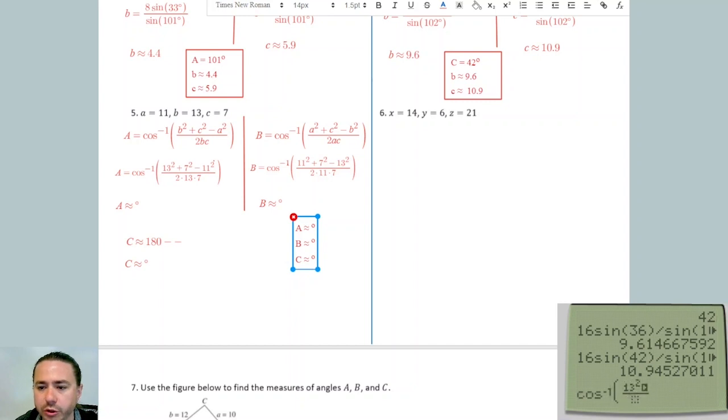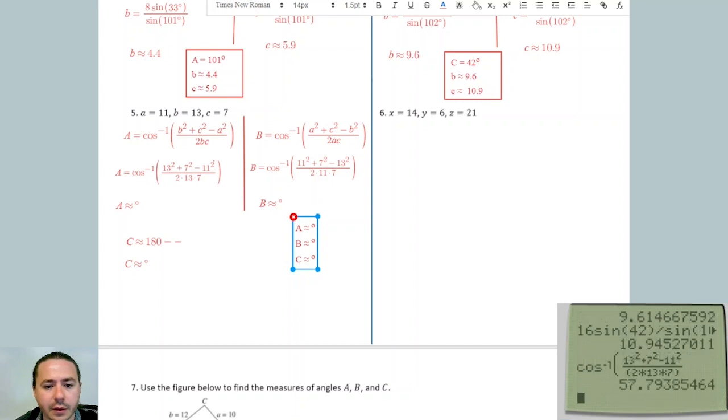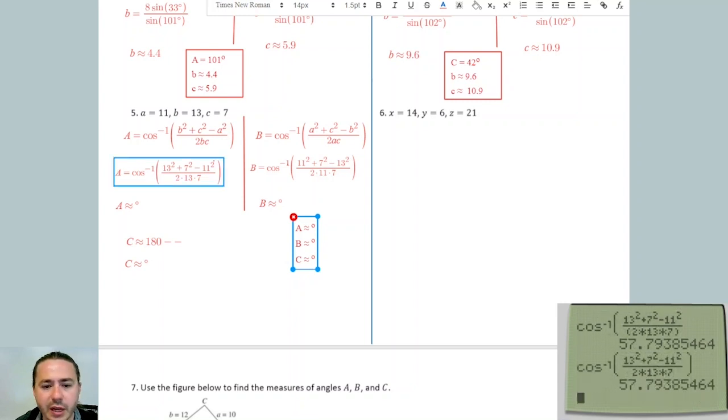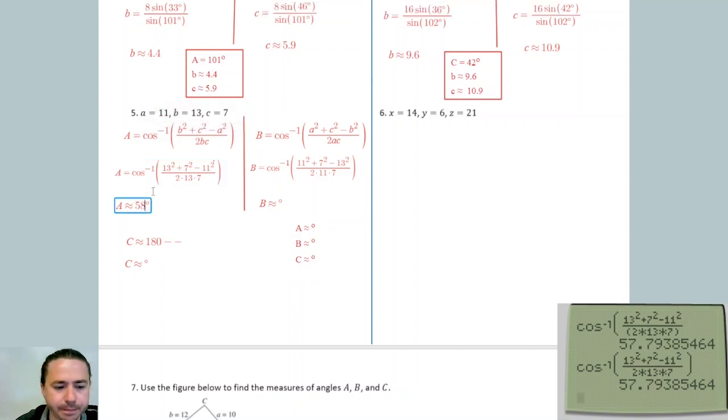Here we go. Okay, so 13 squared plus 7 squared minus 11 squared all divided by 2 times 13 times 7. And that's going to give me angle A. Oh, looks like I missed a parenthesis there or something. Let's make sure that I calculated right. I don't want to waste time digging through the syntax. I think it'll be all right. Okay, so we get about 58 degrees for angle A.